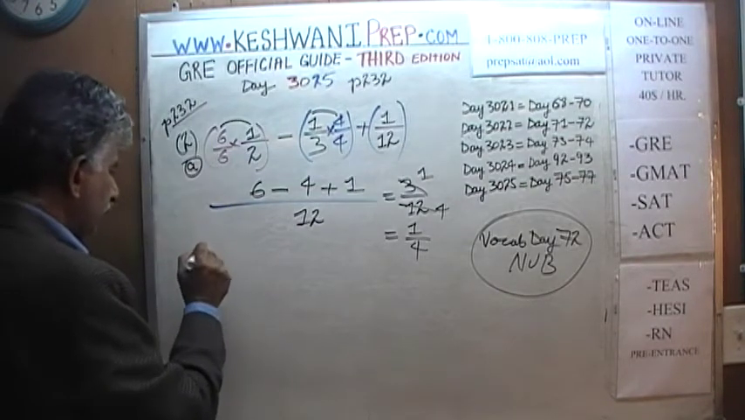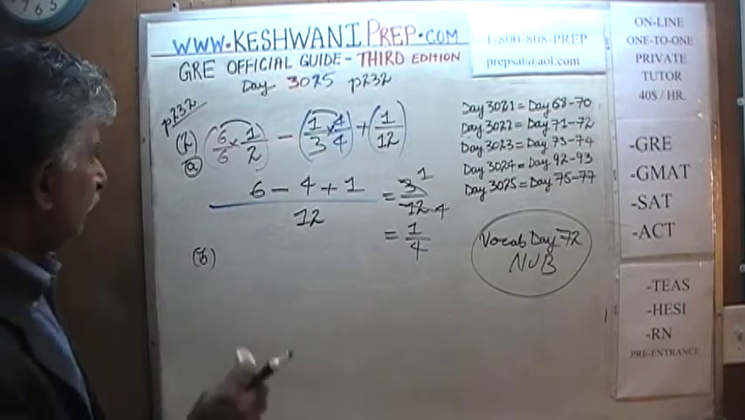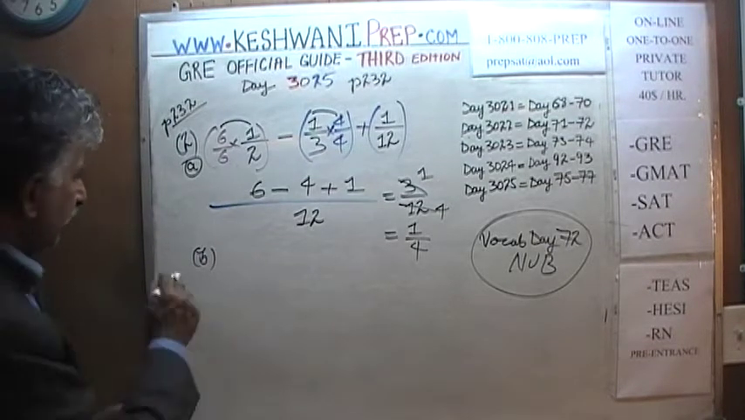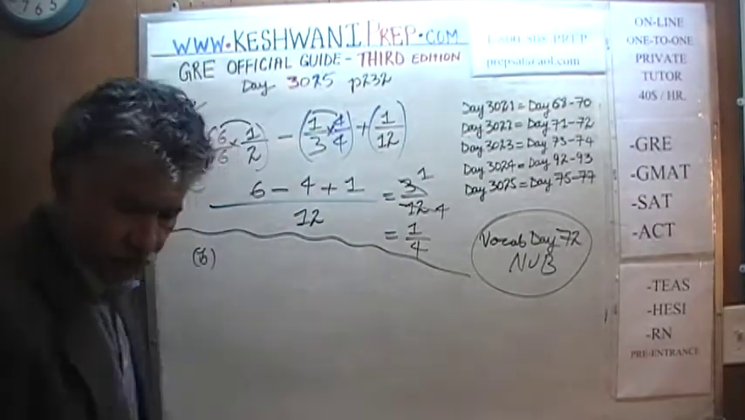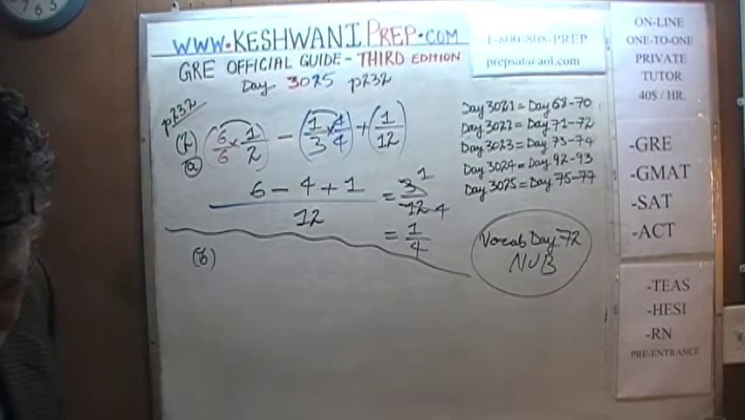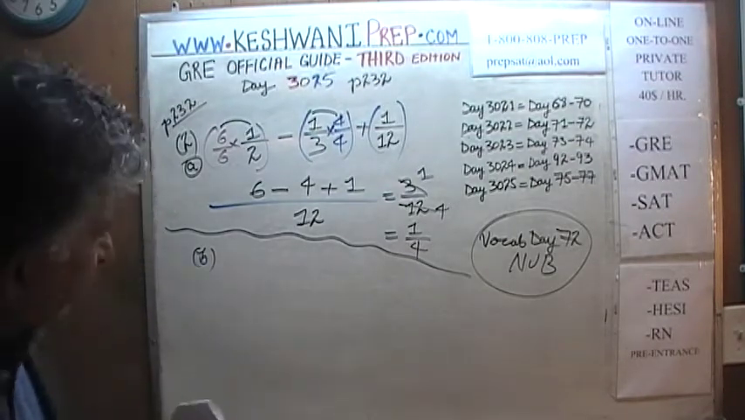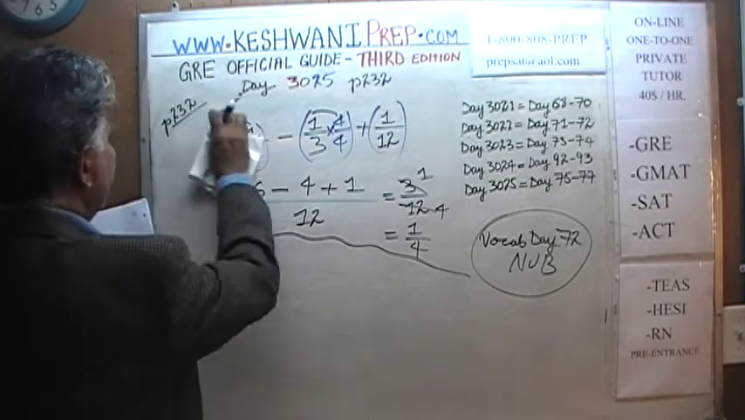Let's look at 2B. Or better yet, let's do 2B on the top again. Let's see what 2B says. Well, it's a multiplication problem. Let's do it separately. Let's not make it too crowded. Let's do B up here.